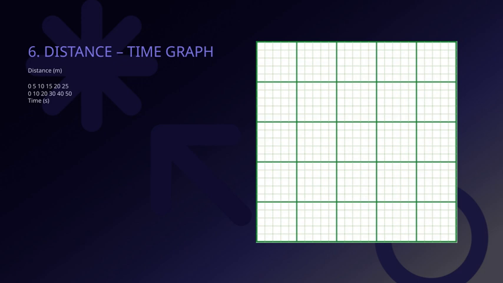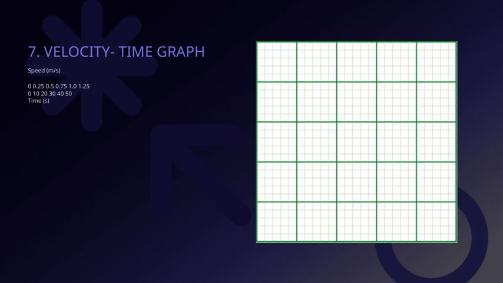The key point here is that the slope of the line represents the speed. A steeper slope indicates a higher speed, while a gentler slope indicates a slower speed. So, by analyzing the graph, we can tell not just how far an object has gone over time, but also how fast it was moving at different points. This kind of graph is really useful for visualizing motion, and it ties into our overall theme of understanding movement through different types of graphs. Remember, the straightness or curvature of the line gives us a lot of information about the nature of the motion.